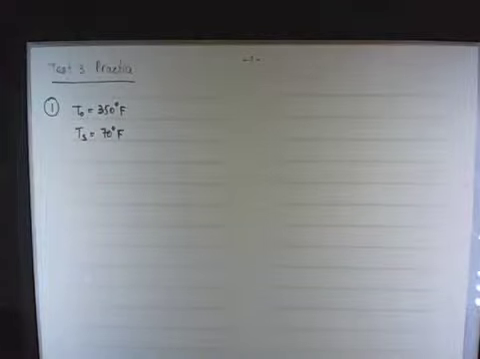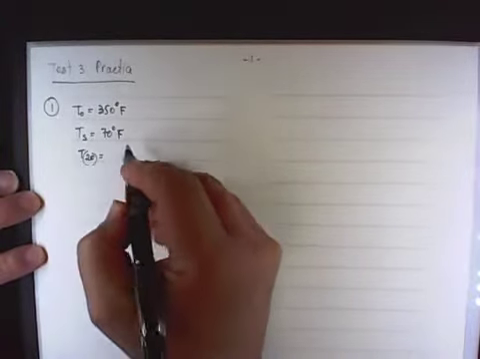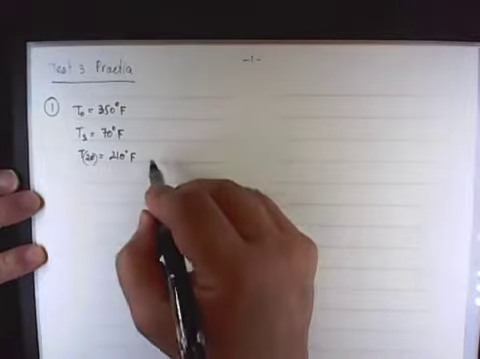If the bread cools to 210 in 20 minutes, so here's what we know: after 20 minutes, the temperature is 210 degrees. Okay?